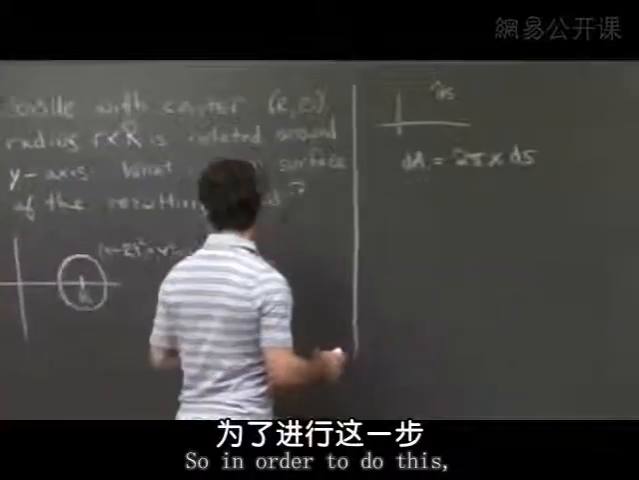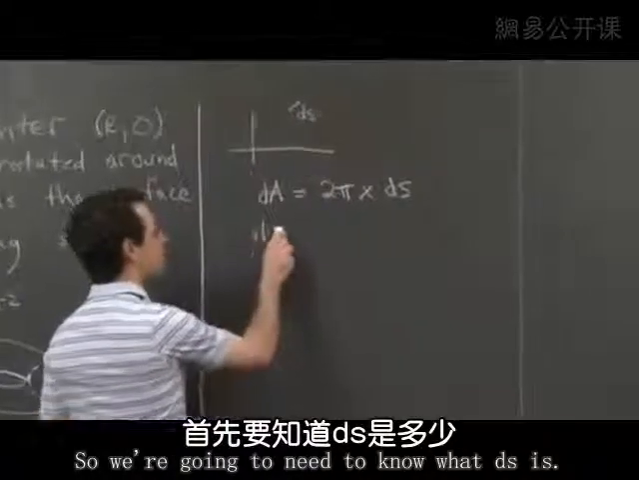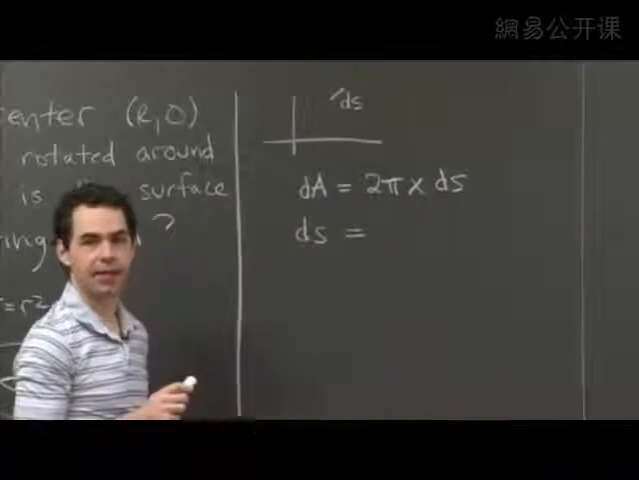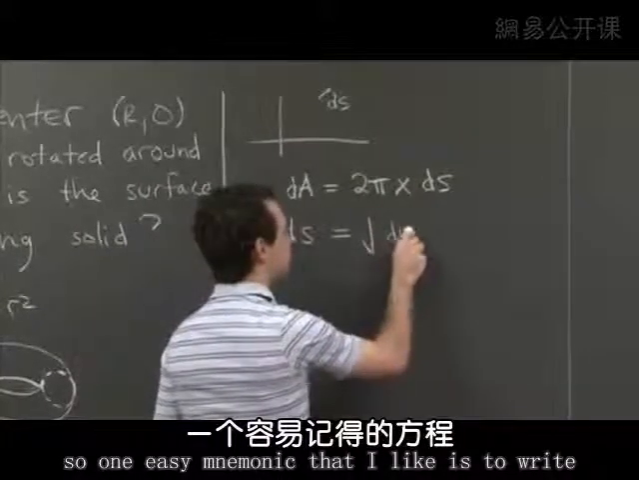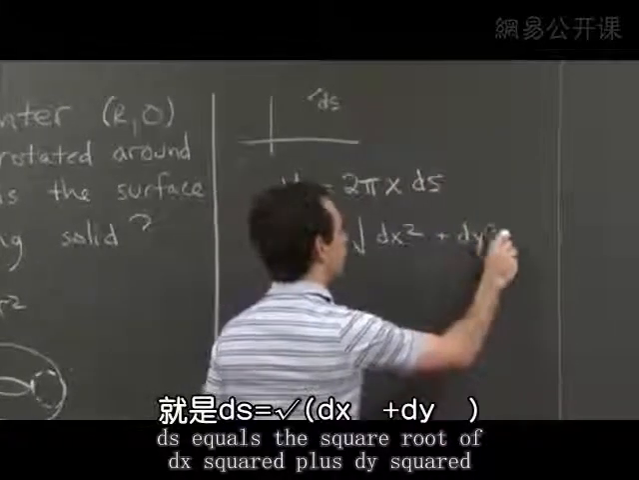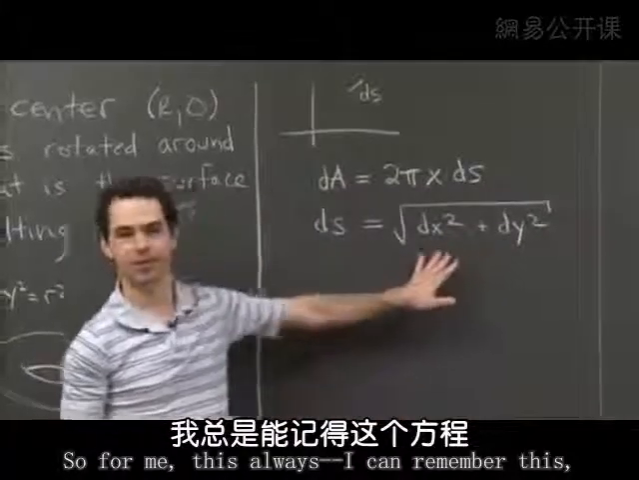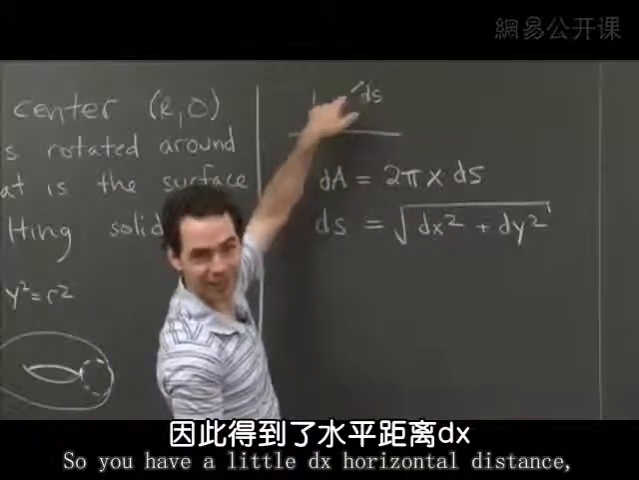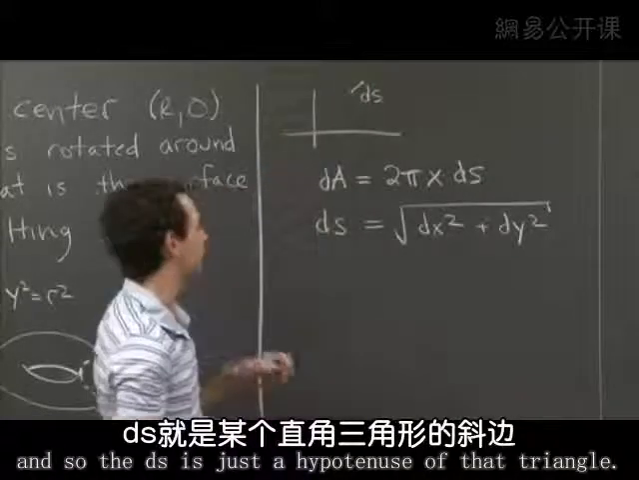So in order to do this, we're going to need two things. We're going to need to know what ds is. And you had a couple of different formulas for this in class. One easy mnemonic that I like is to write ds equals the square root of dx squared plus dy squared. I can remember this because it's just the Pythagorean theorem, right? You have a little dx horizontal distance and a little dy vertical distance, and so the ds is just the hypotenuse of that triangle. So that's how I remember this.